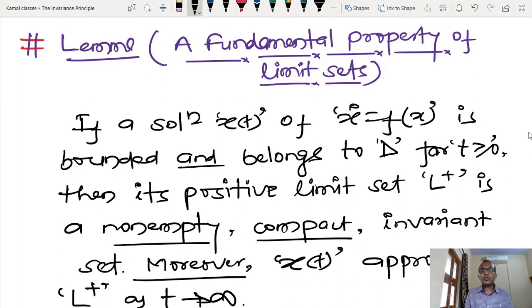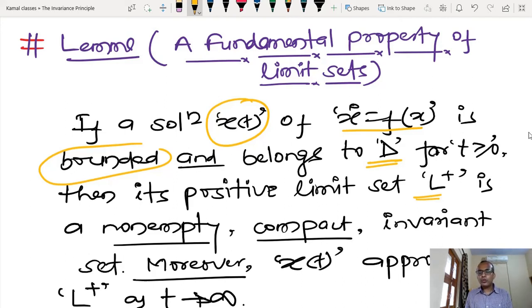So what we are saying is that if a solution x(t) of x dot equal to f(x) is bounded, and belongs to D for t greater than or equal to 0, then its positive limit set L plus is a non-empty, compact, invariant set. Suppose I have taken some autonomous equation, and I have a solution that evolves inside some bounded region D. Then it is always possible to show that the positive limit set, where the solution converges to some point, always exists. Non-empty means they always exist. Compact means closed and bounded.